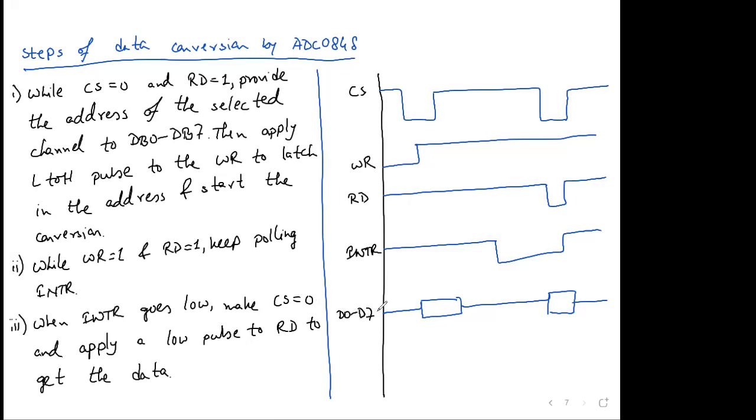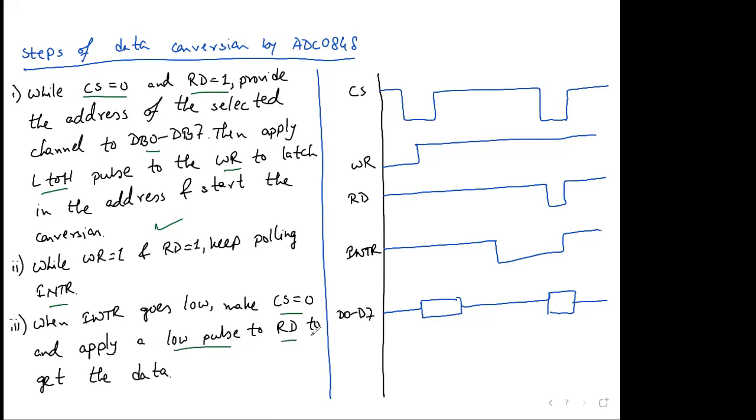All right, so please try to understand this portion now finally. The summary that we get is: while CS is equal to 0 and RD is equal to 1, we need to provide the address of the selected channel by these pins. Then we have to apply a low to high pulse to the WR pin to latch in the address and start the conversion. After that, we need to keep polling INTR, and when INTR goes low, we need to make sure that CS is again equal to 0 and apply a low pulse to RD to get the data.